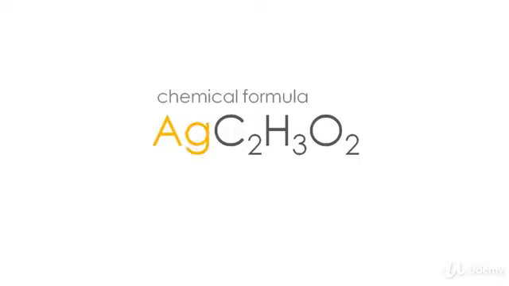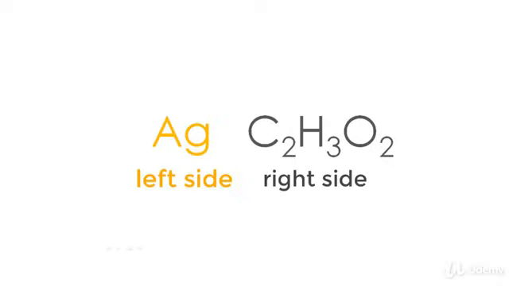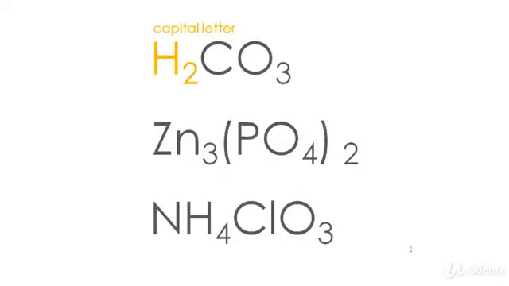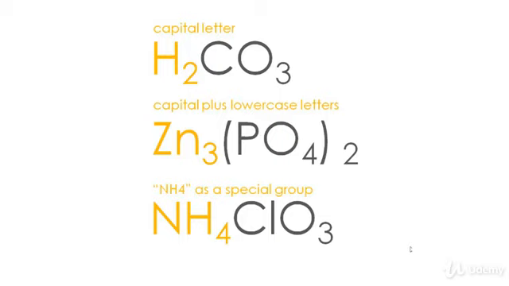When translating a chemical formula into a chemical name, the first step is to assess whether the formula can be split into a left and right side, applying the rules you learned in the first lesson.